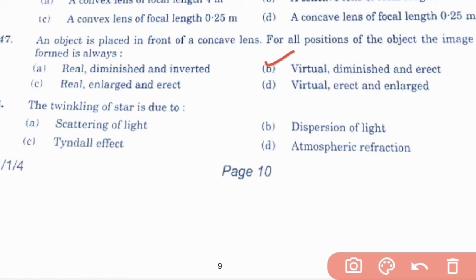Next question, that is 48th. Twinkling of star is due to option A: scattering of light, B: dispersion of light, C: Tyndall effect, D: atmospheric refraction. So the correct answer is option number D, that is the atmospheric refraction.